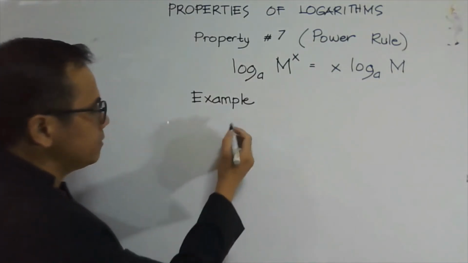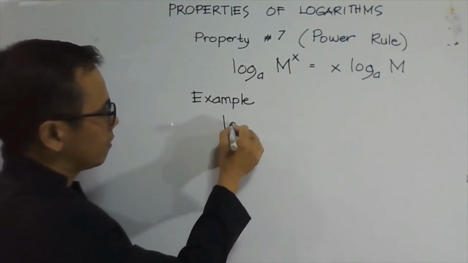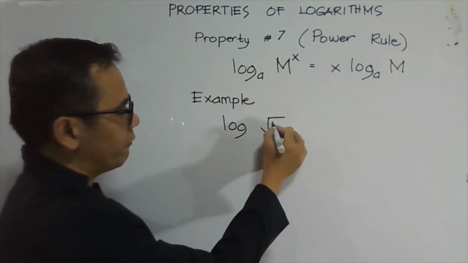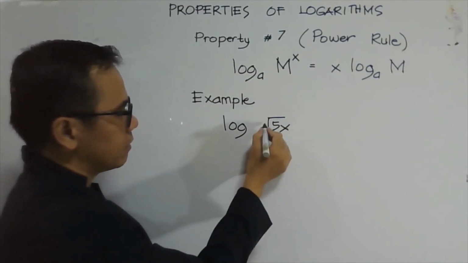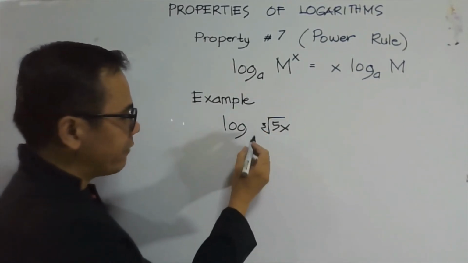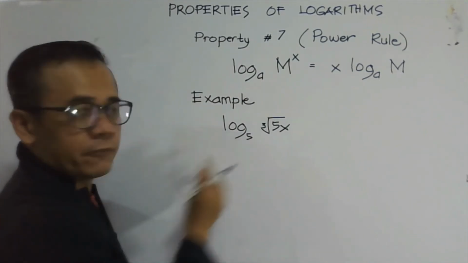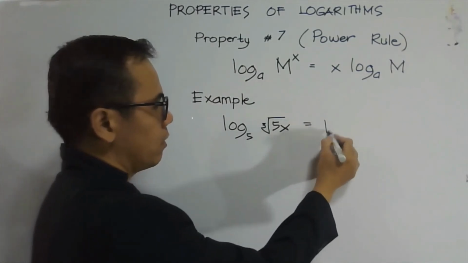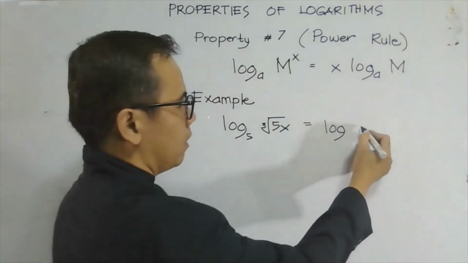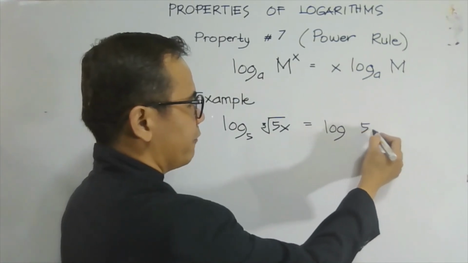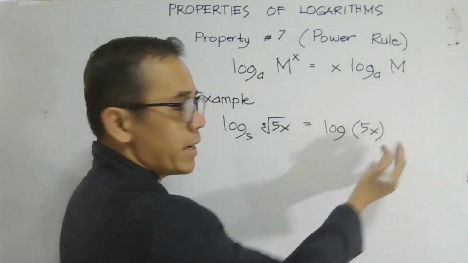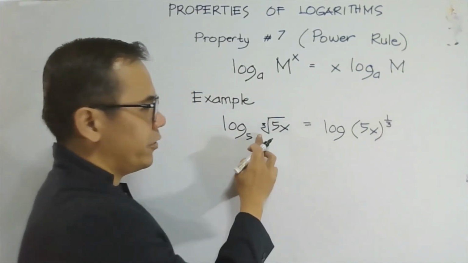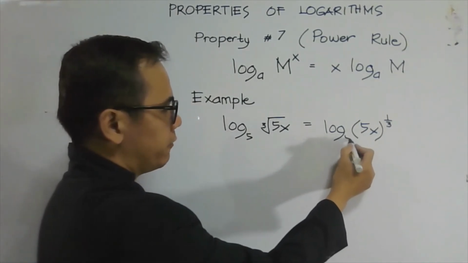Let's have another example. Logarithm of the cube root of 5x base 5. So this is equal to the log of 5x raised to the power of 1/3, because this is a cube root, base 5.